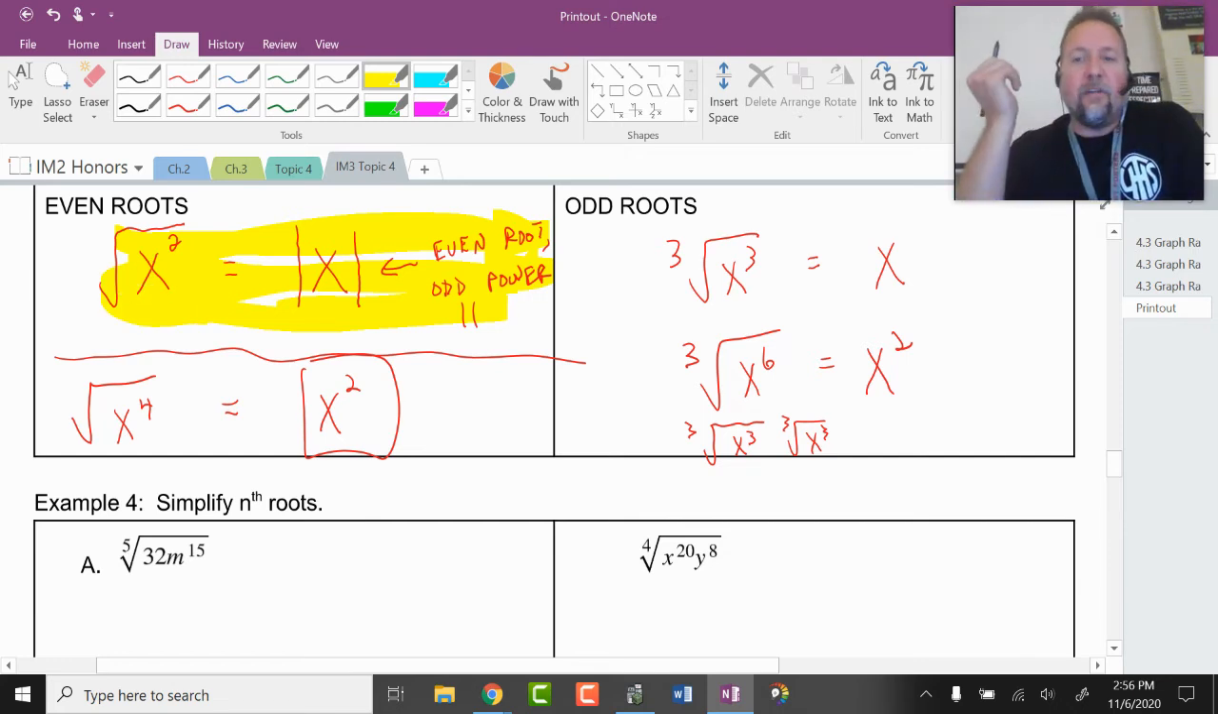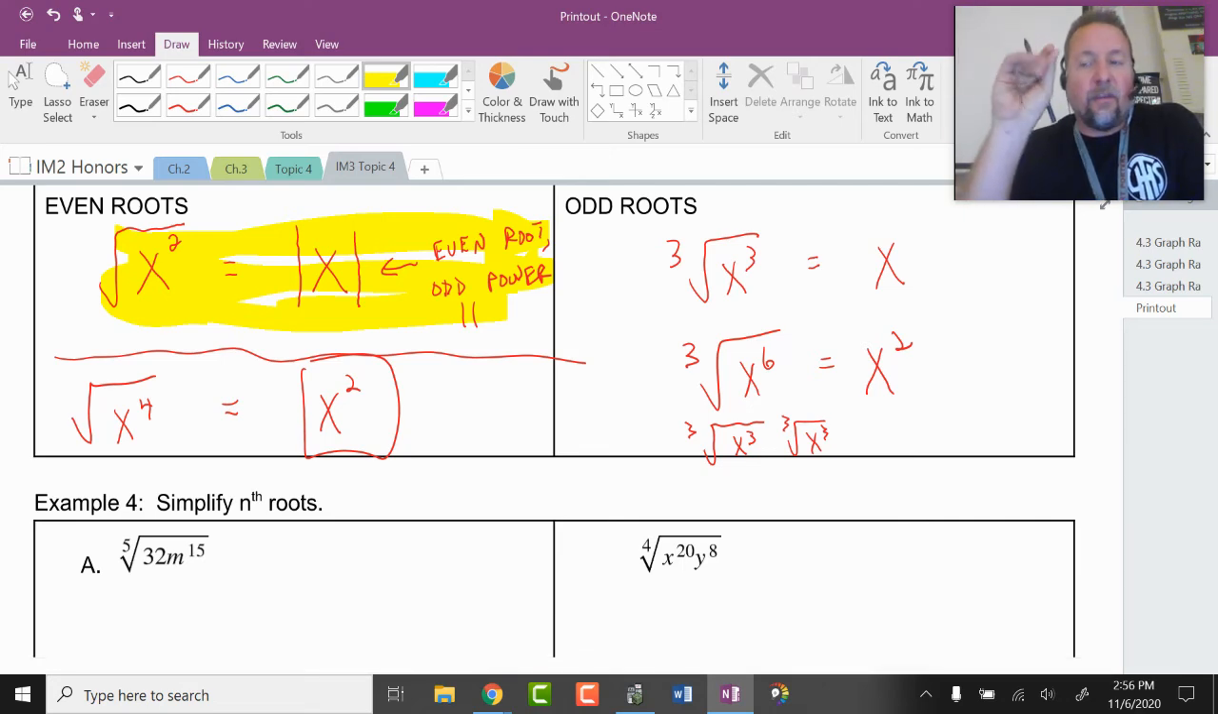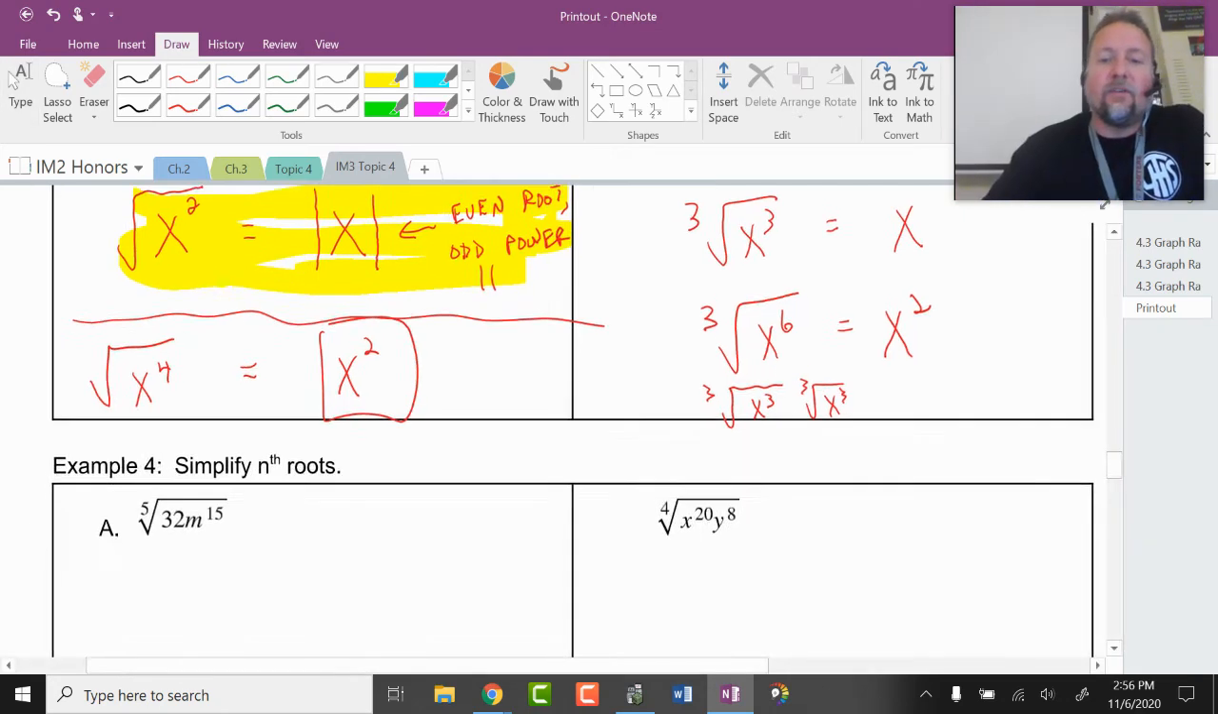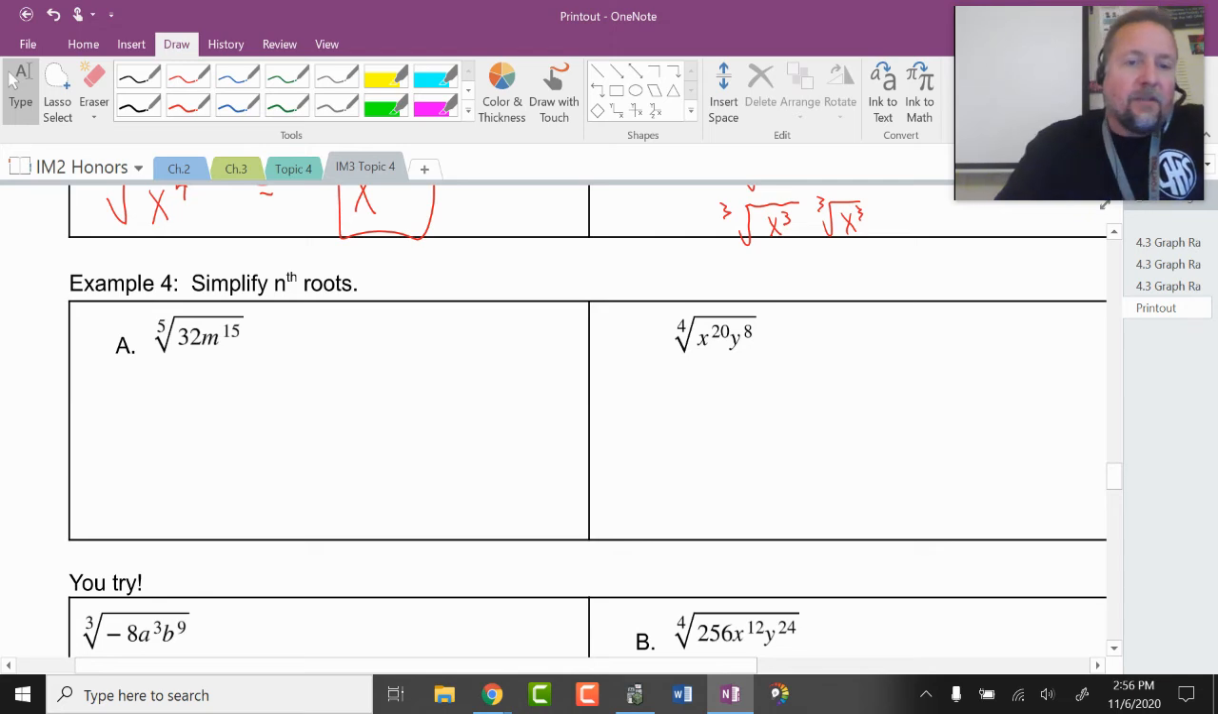Now, when you go into your book and look at the answers, in the book, they don't do this absolute value thing, but it is a thing. The book is a little too simple sometimes. Okay, so first question, don't have to worry about it. It's a fifth root. So what you do is you break this down: fifth root of 32, fifth root of m to the 15th. Okay, and then hopefully you end up getting this pretty quick here.